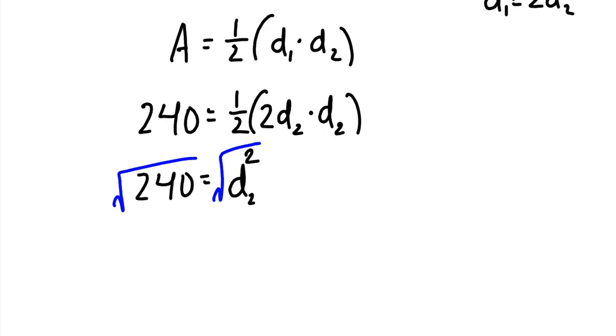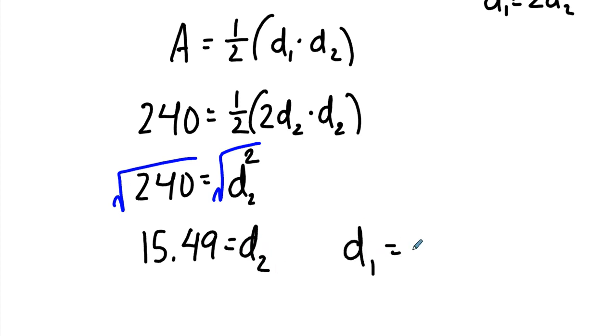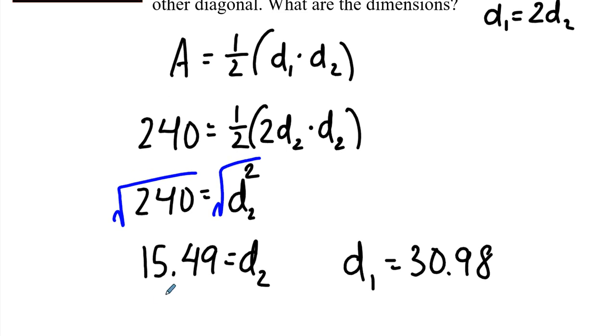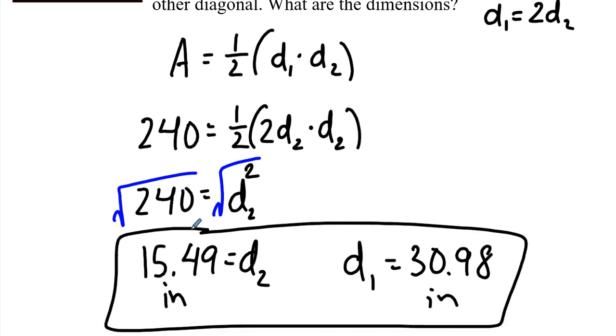The square root of 240 is going to be 15.49, approximately 15.5. That's diagonal 2, and diagonal 1 is twice as long, so I double it. If I double it, it's pretty much 31, 30.98. Did it give me units? Inches. So this is inches, that is inches. So pretty much 15.5 and 31.